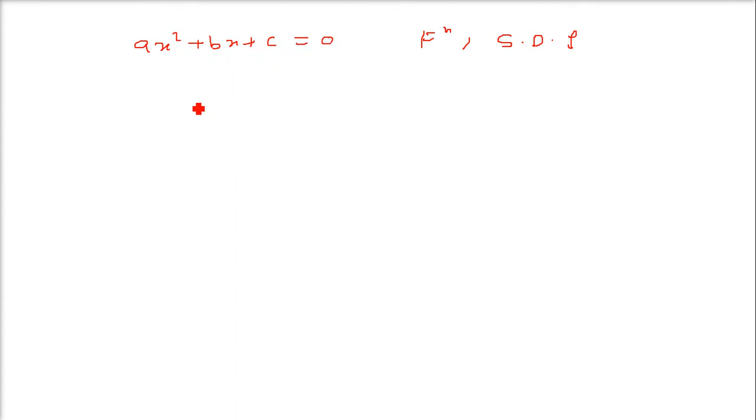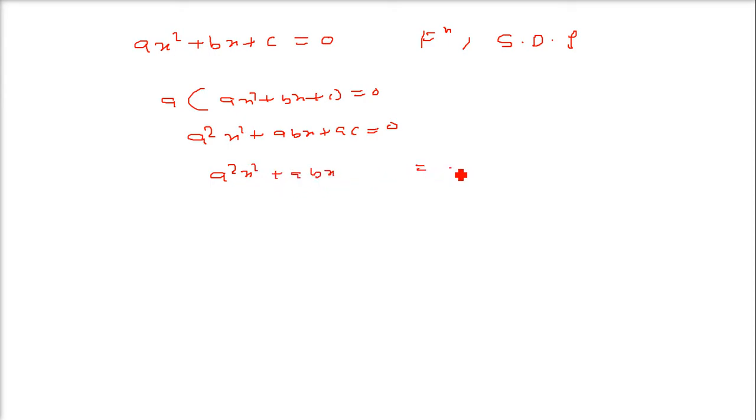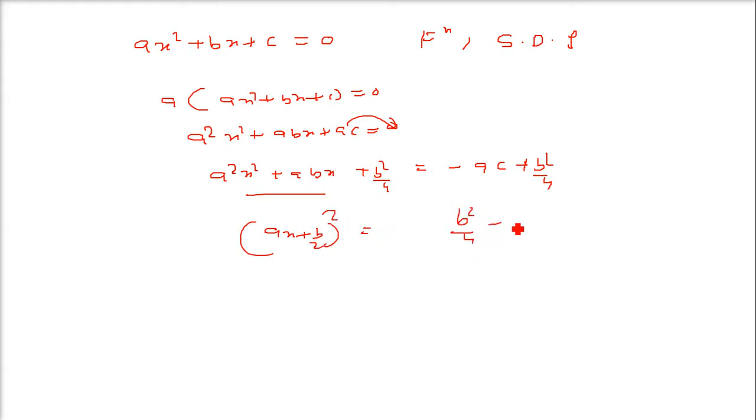Let us multiply both sides by a. When you multiply by a, what do we get? a square x square plus abx plus ac equal to 0. Now a square x square plus abx equal to minus ac. We are taking it here. Now add b square by 4 on both sides. So what do we get? This is nothing but ax plus b by 2 whole square, and this is b square by 4 minus ac.